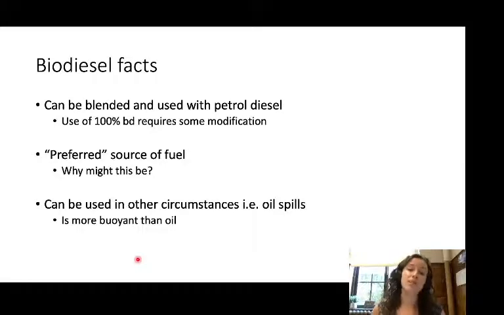Now let's talk a little bit about our product. So the ester products, that's our biodiesel. Biodiesel, I think, was really big in the news maybe 5 or 10 years ago. Now I think electric cars are a bigger topic.